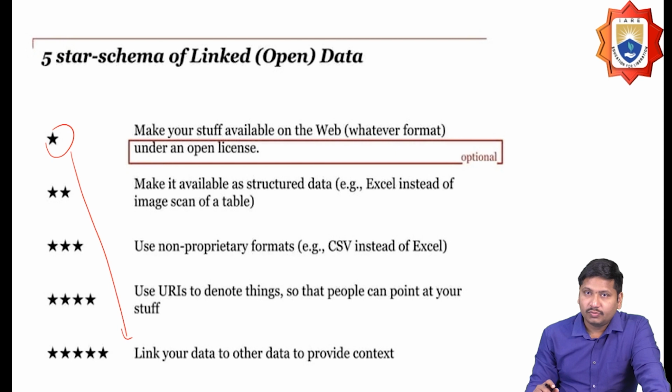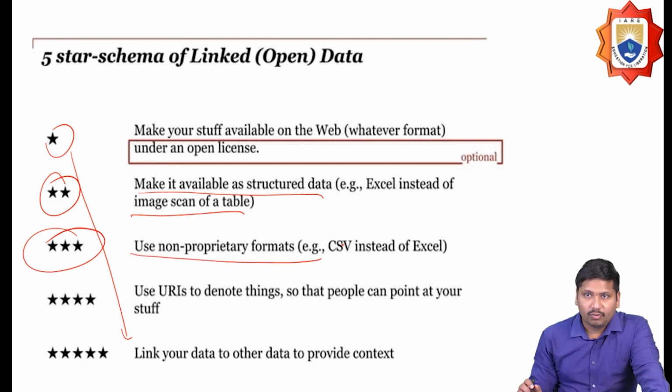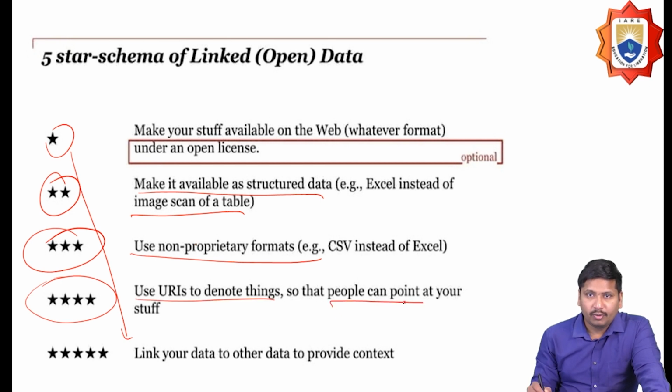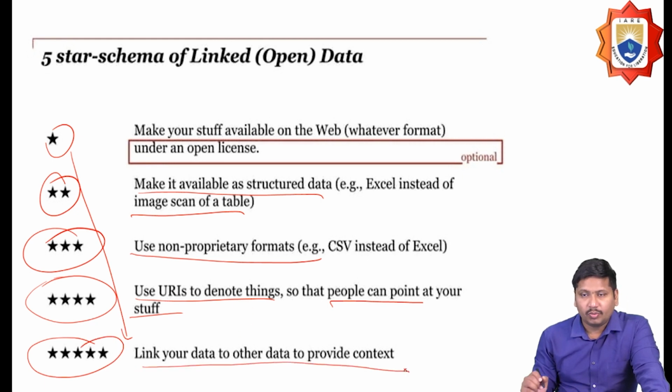The first one, one star, means make your stuff available on the web, whatever the format, with an open license that should be optional. If it is two stars, make it available as structured data, for example Excel instead of an image scan of a table. If it is three stars, use non-proprietary formats like CSV instead of Excel. If it is four stars, use URIs to denote things so that people can point at your stuff. If it is five stars, link your data to other data to provide context.